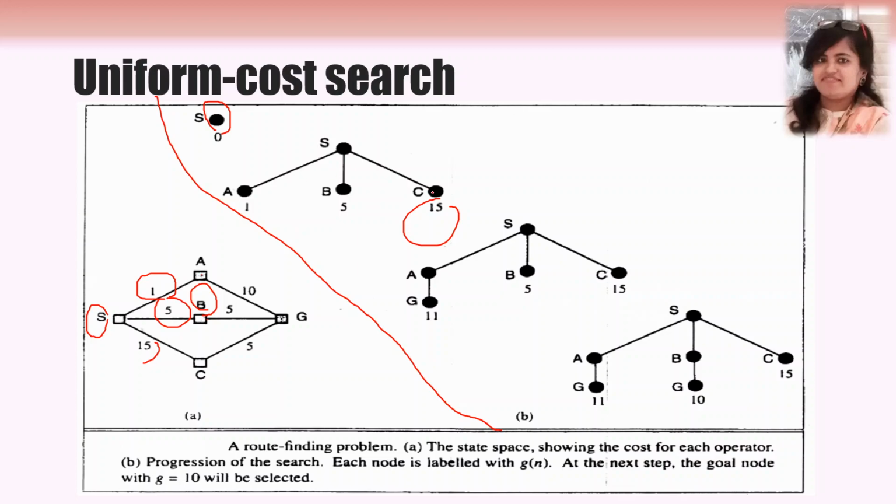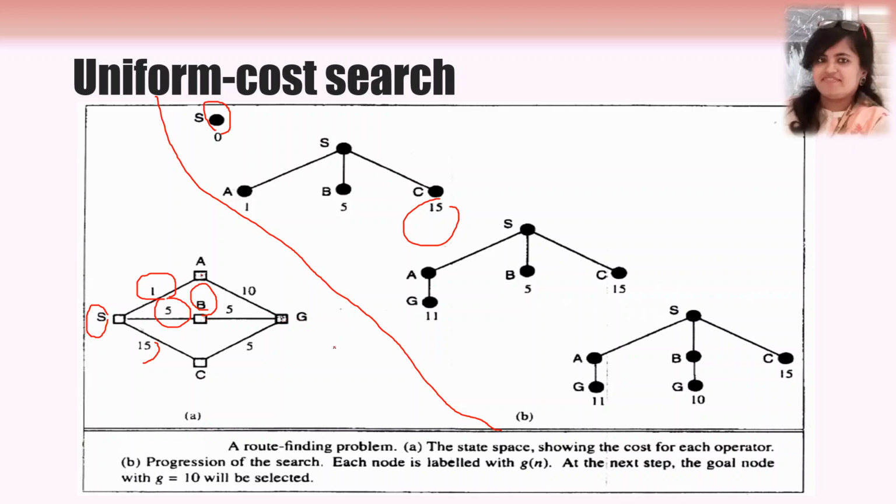Now after the child nodes, which node will it expand? The one where the path cost value is lowest, and the path cost value is lowest for the A node, so it will expand the A node and find that its value is 11. Next it will expand the node between B and C, and here the B cost value is lower, so B will be expanded, and from B again it can go to the node G.